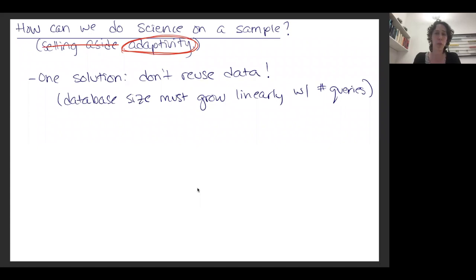Remember, we had this sort of hope from before we encountered adaptivity that we're going to be answering exponentially many queries. And now you tell me database size has got to grow linearly. This is terrible news. Okay.